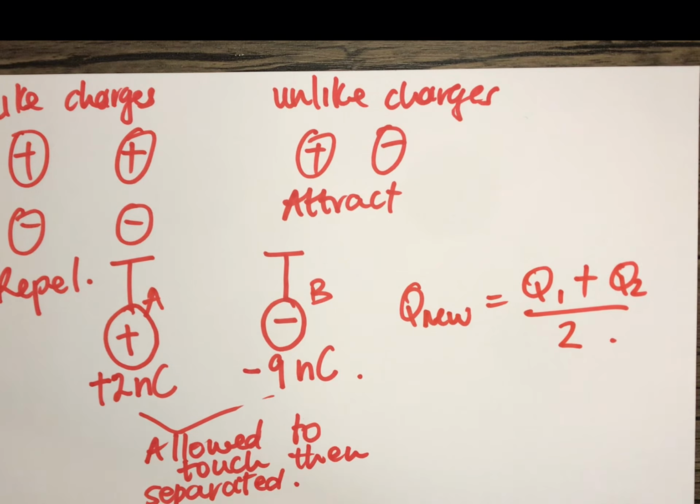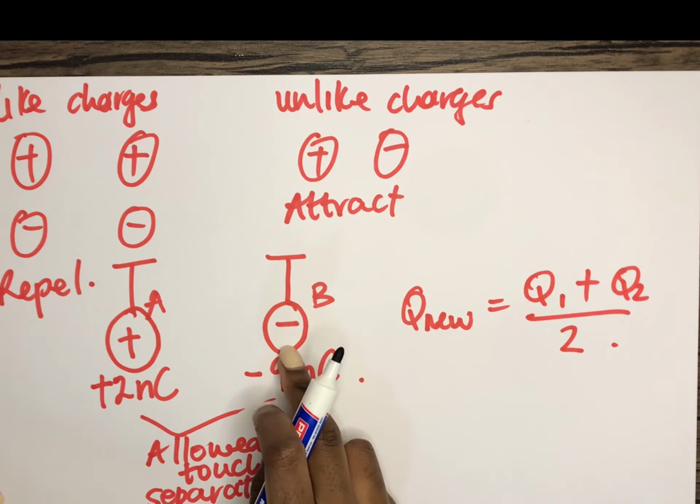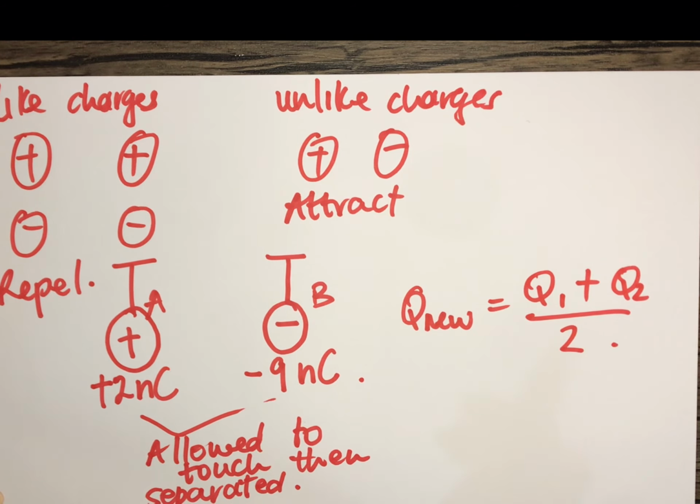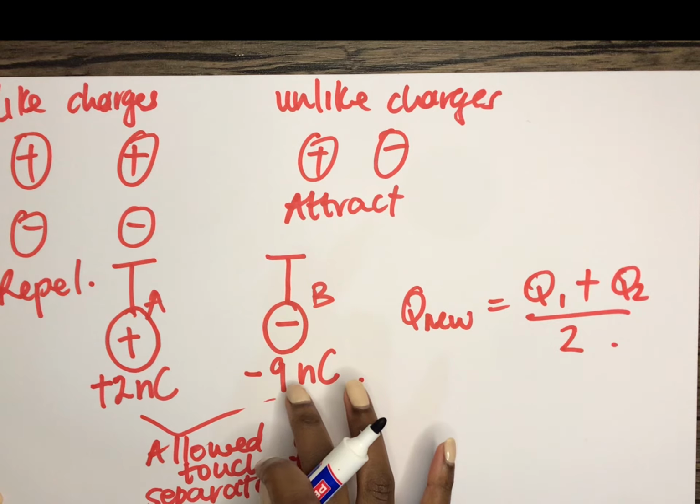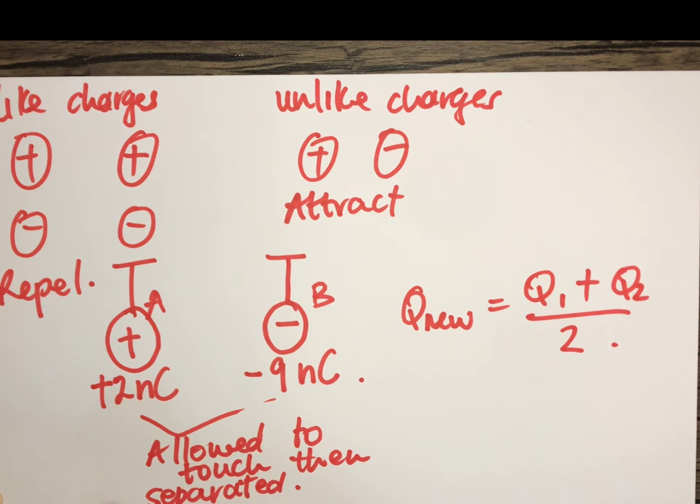So now if you had 3, you'd have Q1 plus Q2 plus Q3 over 3. So whenever you have 2 spheres and they're allowed to touch, then the electrons are always transferred from the more negative sphere to the more positive sphere, right? Which means they're going to be transferred from B to A. That's another important thing to note. Electrons transferred from B to A, right?